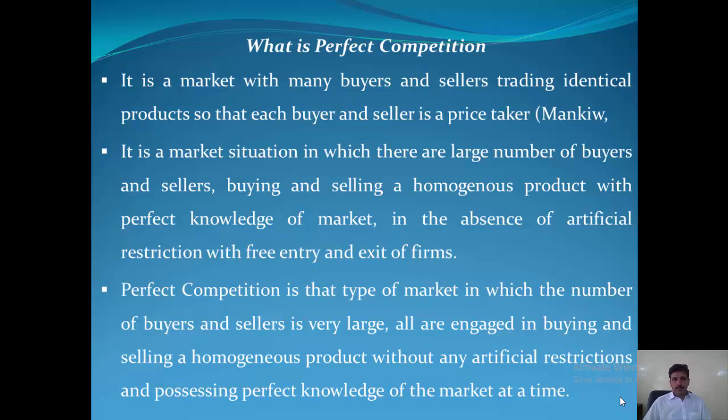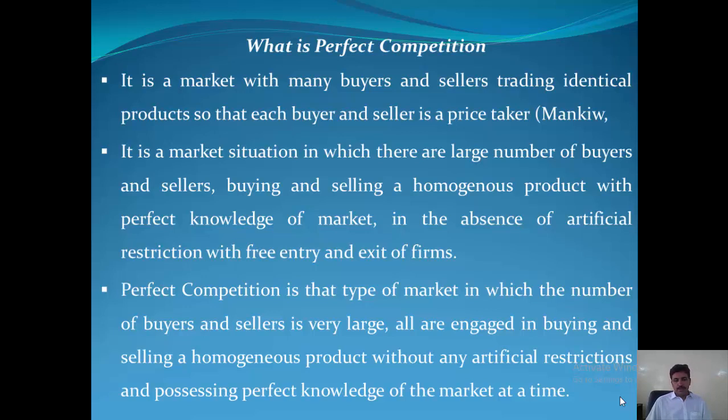Dear students, you know that perfect competition is a market with many buyers and sellers trading identical products so that each buyer and seller is a price taker. There's a definition given by Mankiw that it is a market situation in which the buyers and sellers sell a homogeneous product and each firm is a price taker. It is a market situation in which there are a large number of buyers and sellers buying and selling a homogeneous product with perfect knowledge of the market, in the absence of artificial restrictions, and free entry and exit of firms.